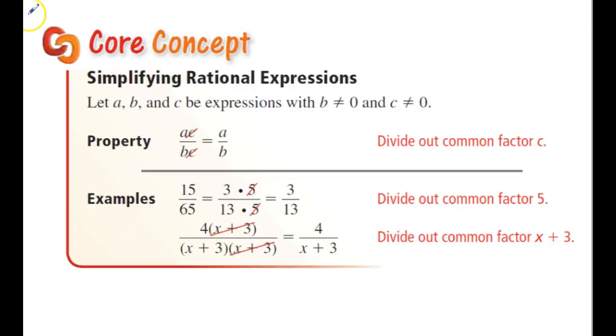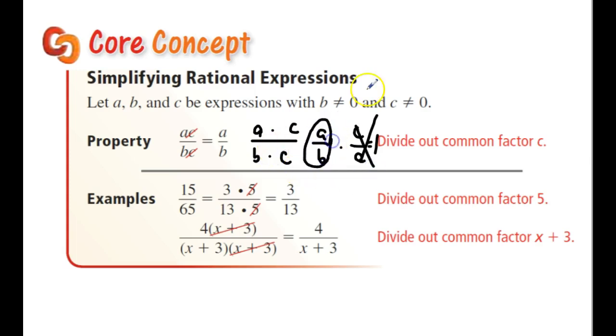So here's our first core concept, right? Here's my property when I simplify. If I have a times c over b times c, it equals a over b, because I divide out the common factor. It's the same thing as a over b times c over c. When I'm multiplying fractions, I just multiply straight across, and I know that anything divided by itself is 1, so those can cancel out. So I'm left with a over b.